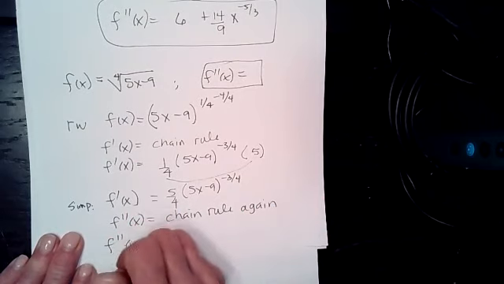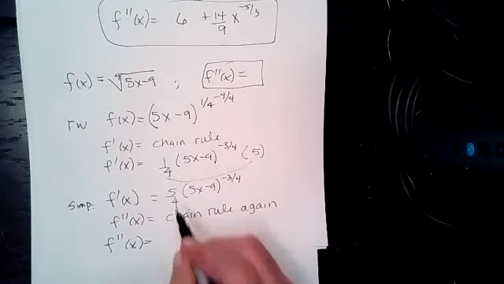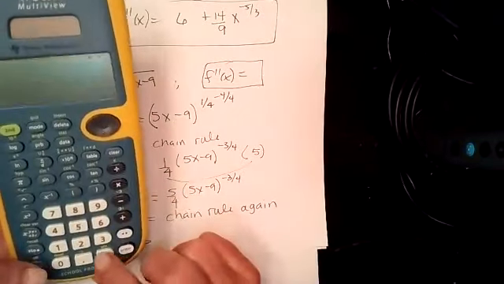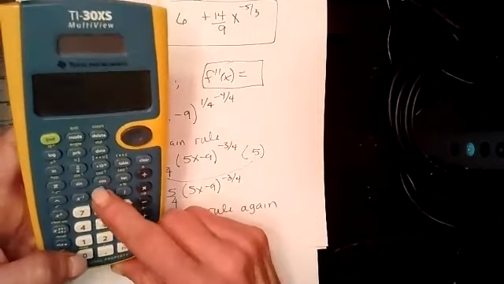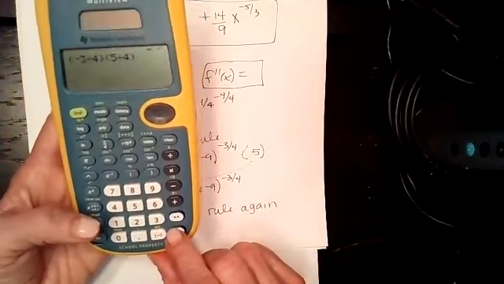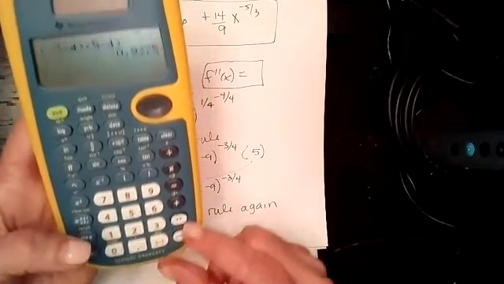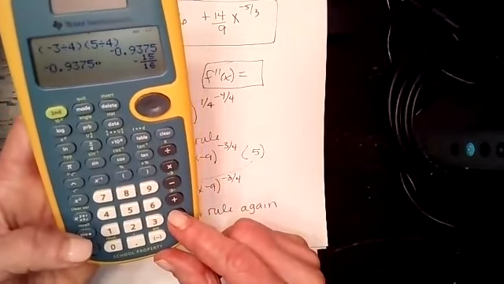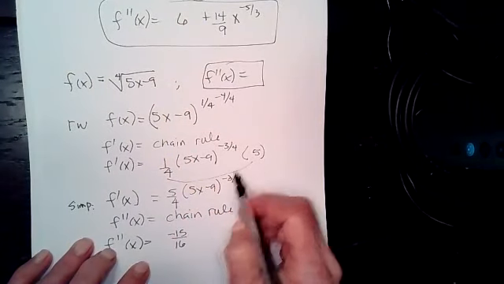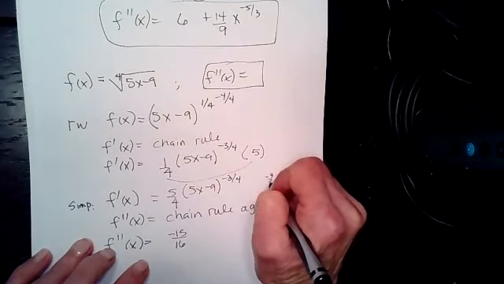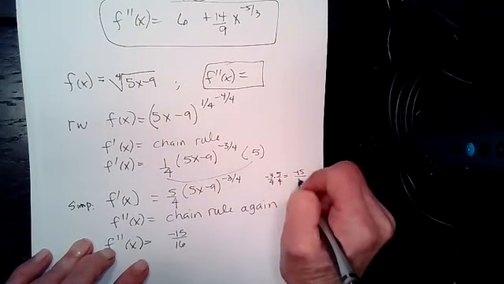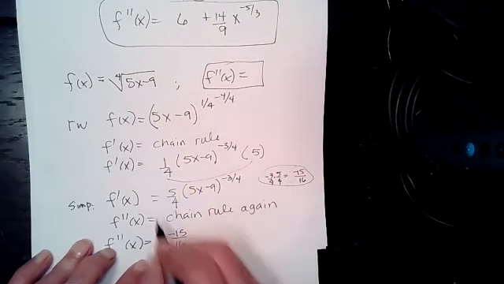So f double prime of x is negative 3/4 times 5/4. On the calculator, negative 3/4 times parentheses 5 divided by 4, enter, and then I do my double arrow button to get negative 15 over 16. And again, when you multiply, you're saying negative 3/4 times 5/4, and you multiply across the top and across the bottom. So either way, you want to do that.